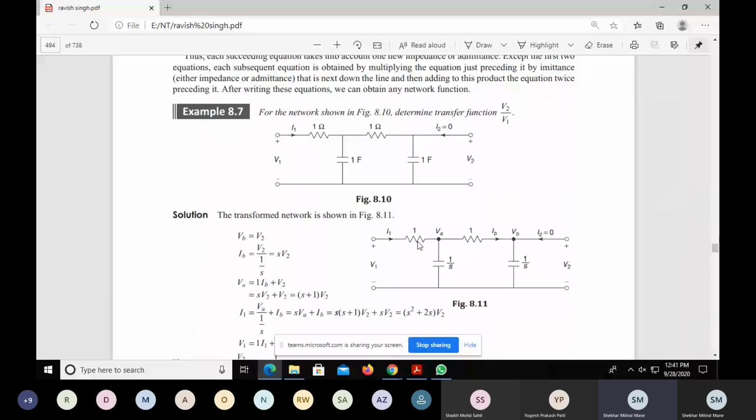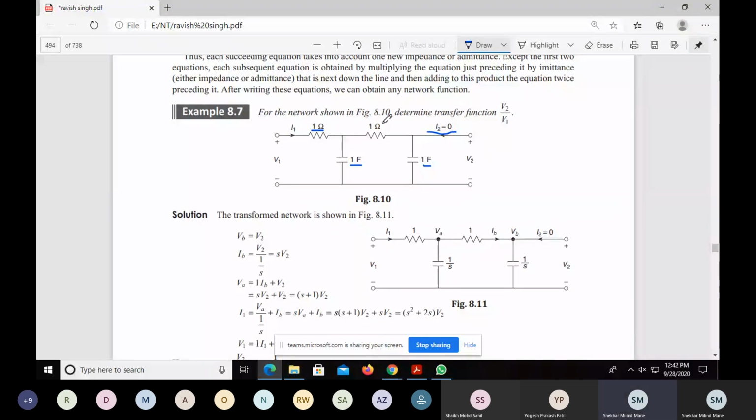Now, first we will see a simple problem to determine the transfer function V2 upon V1. So we have to find the relationship between V2 and V1 from this diagram. Here all the values are given, in ohm, farad, like this. And here it is given that I2 is 0.